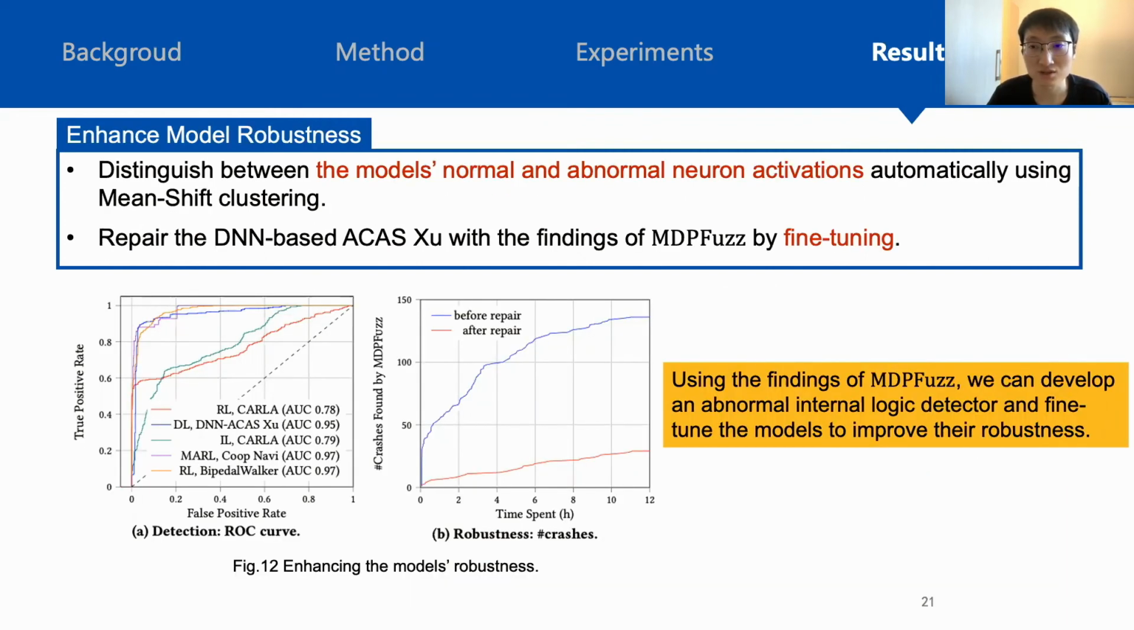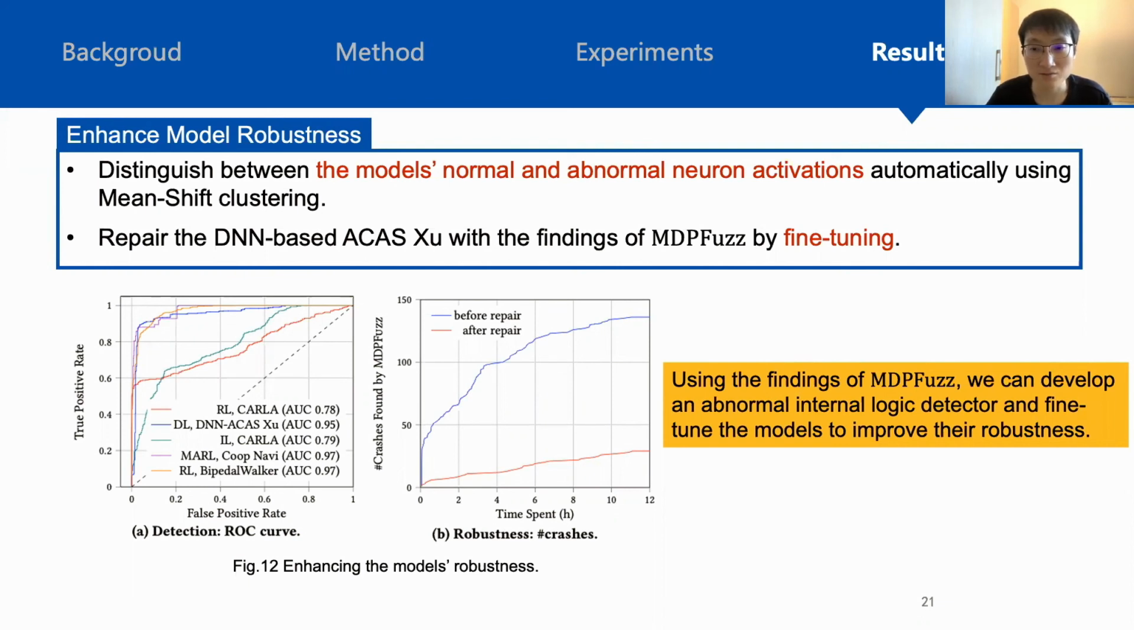The findings of the root cause inspire us to enhance the model's robustness by developing an abnormal neural activation detector. We train a mean shift cluster using the normal and the abnormal neural activation patterns. The results show that we can achieve very good performance in predicting abnormal neural activations, with AUC close to or higher than 0.8. And also, we managed to boost the performance of the DNN-based ACAS Xu model, which is the aircraft collision avoidance system, by fine-tuning the model with cross-triggering state sequences found by MDPFuzz.